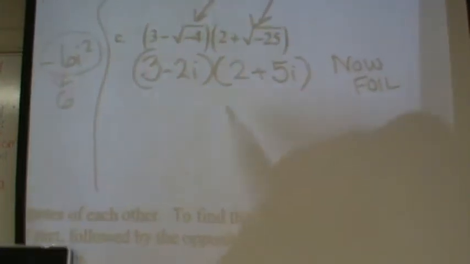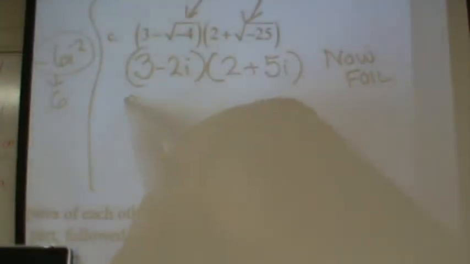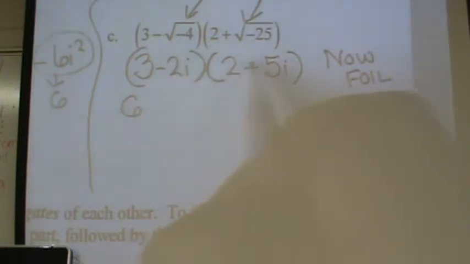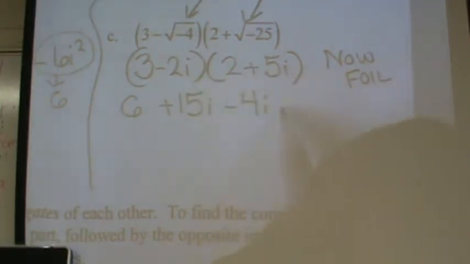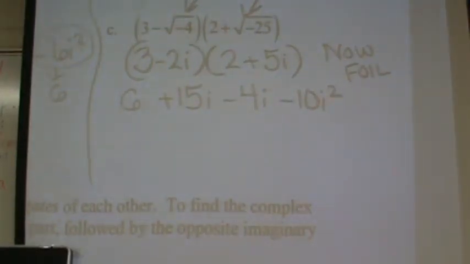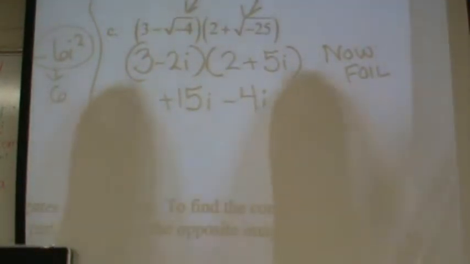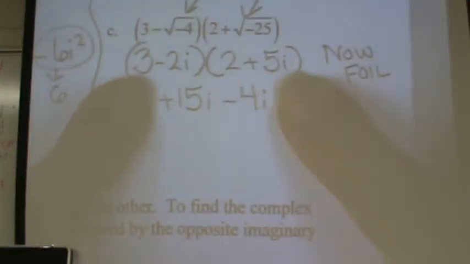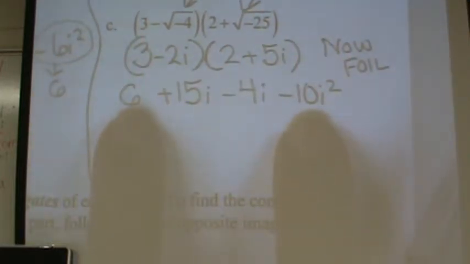Okay, help me out. What's 3 times 2? 6. 3 times 5i, minus 4i, and then minus 10i squared. Okay, what should I do next? Simplify. These add up to be what? 11i. And what about these two? What do they add to be? 16. Thank you, Ashley.